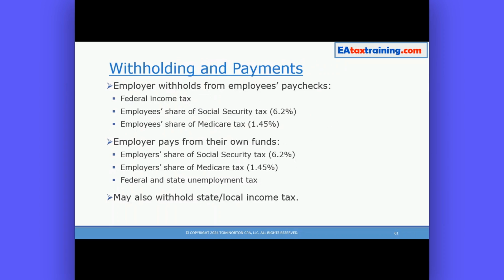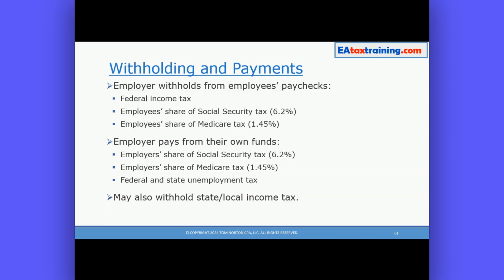Withholding and payments. If you are an employer, so if you've got any employees, one or more, then you must withhold certain amounts from the employee's paychecks. You will withhold federal income tax unless that employee is exempt, which can sometimes happen. But for the most part, you're going to withhold federal income tax, and then you are going to withhold Social Security tax and Medicare tax. So the total of those two is 7.65%. So you are going to withhold that from the employee's paycheck.